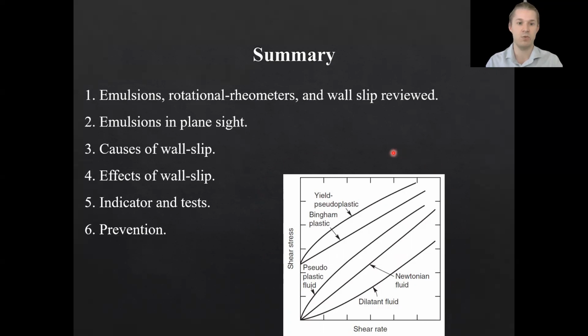So today we reviewed what emulsions are, important parts of rotational rheometers, and what wall slip is. We talked about why this matters, because they're hidden in plain sight in our everyday lives. We talked about the causes of wall slip, the effects of wall slip on both our classical and oscillatory shear measurements, our key indicator and primary tests, and some preventative measures.